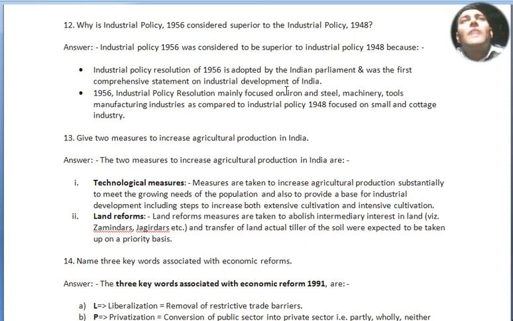Question number 12. Why is Industrial Policy 1956 considered superior to the Industrial Policy 1948? Industrial Policy 1956 was considered to be superior to Industrial Policy 1948 because the Industrial Policy Resolution of 1956 was adopted by the Indian Parliament and was the first comprehensive statement on industrial development of India. The 1956 Industrial Policy Resolution mainly focused on iron and steel, machinery, tools manufacturing industries as compared to the Industrial Policy 1948, which focused on small and cottage industries.